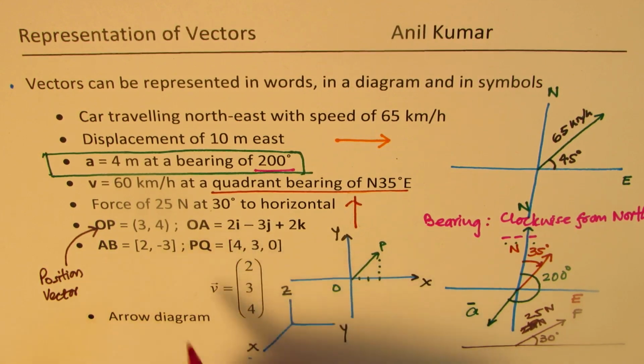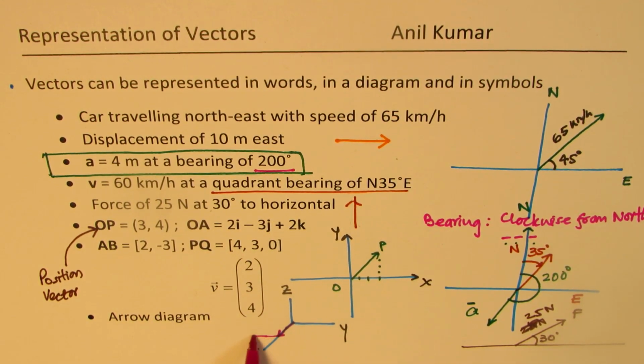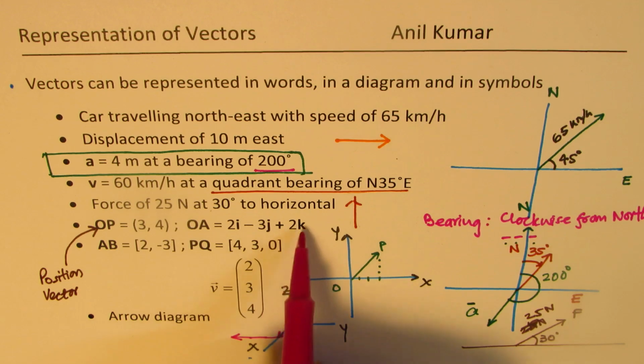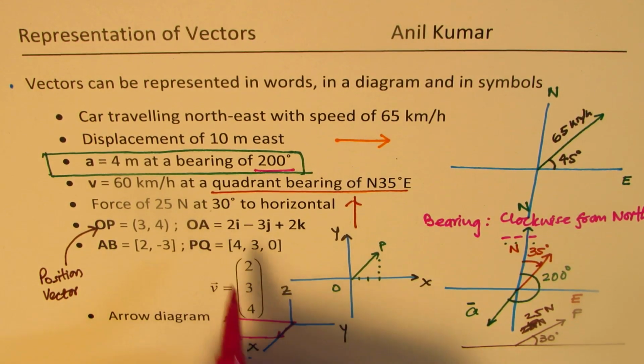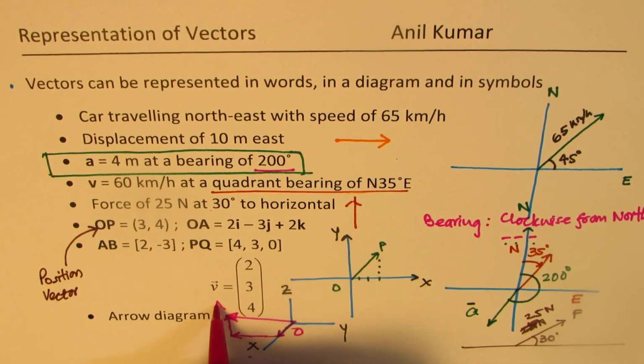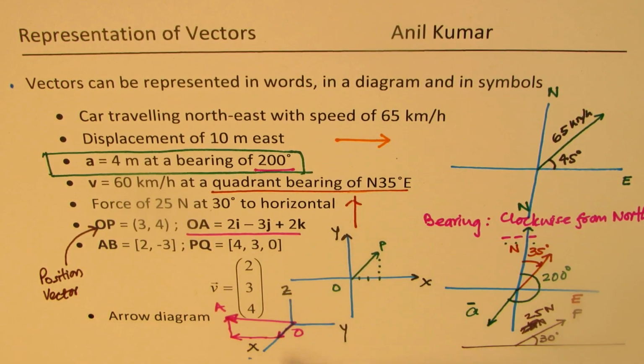So 2i means move 2 units towards the x direction, minus 3j, that is the positive direction. So 1, 2, 3, minus 3j plus 2k means upwards, 1, 2. So the vector from origin to this place will represent OA. Does it make sense to you? So that is how you could show your vector in R3.